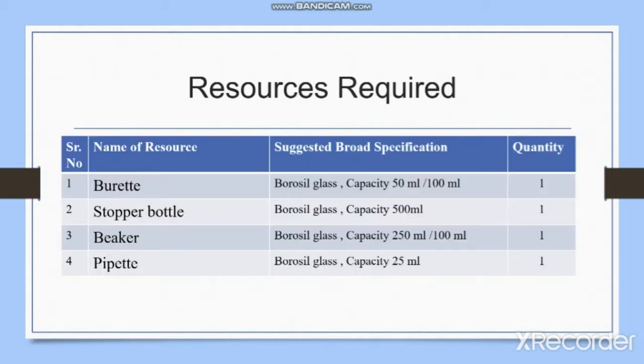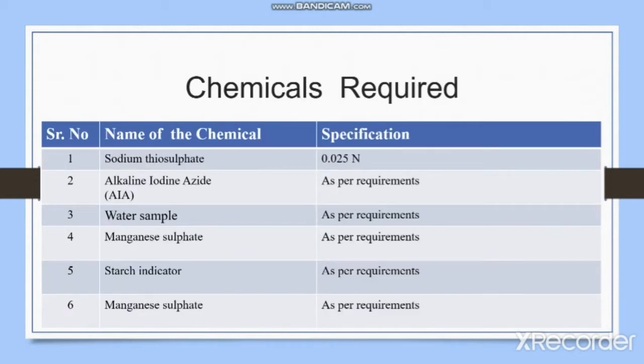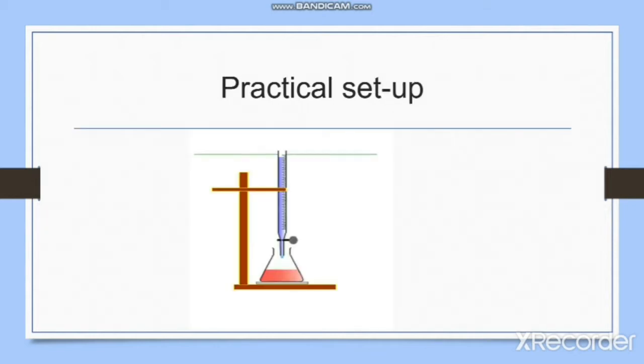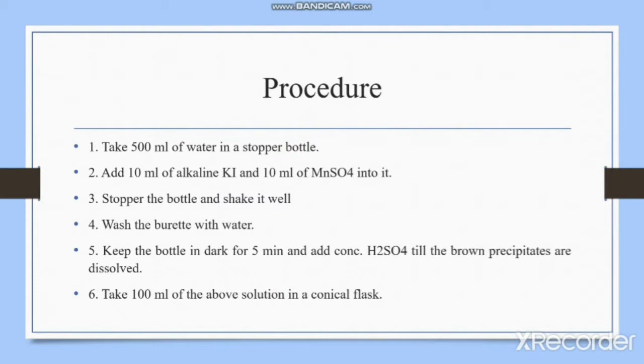Resources required: burette, stopper bottle, beaker, pipette. Chemicals required: sodium thiosulfate, alkaline iodine azide, water sample, manganese sulfate, starch indicator. Practical setup. Procedure: take 500 ml of water in the stopper bottle. We will see this procedure in the demonstration.